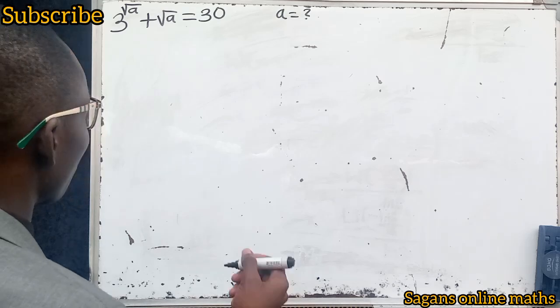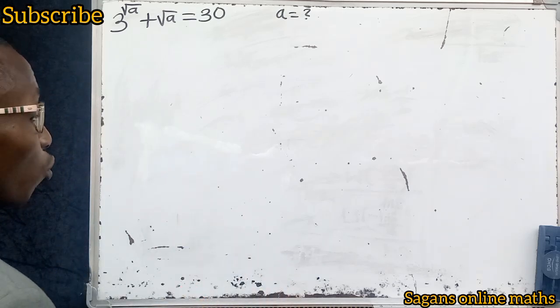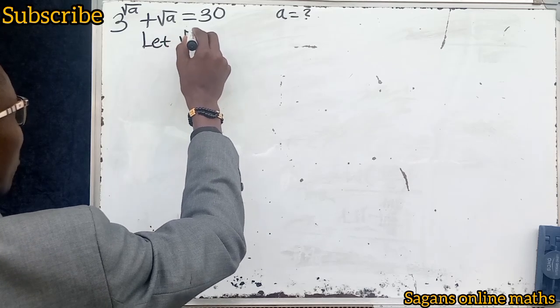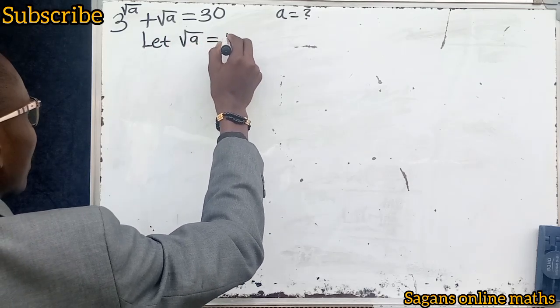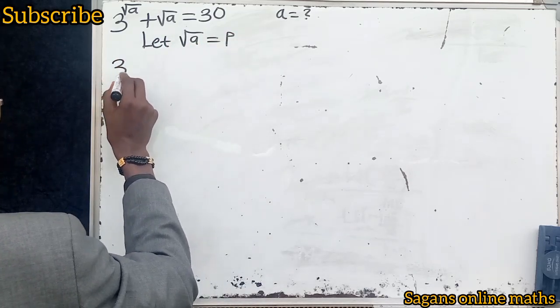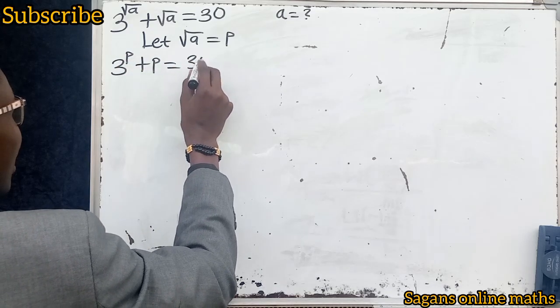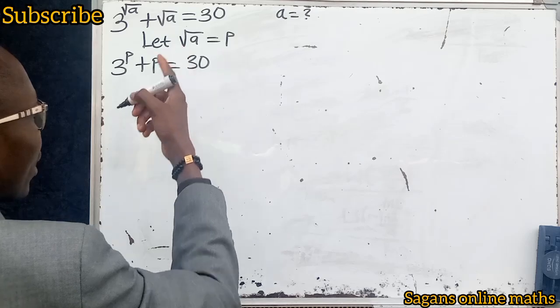Now, do you know that we are not wrong if we let root a be equal to any variable? I always prefer P. Let P equal root a, because it's common. So we have 3 to the power of P plus P equals 30. Now let's solve for P. If we solve for P, we can find a.